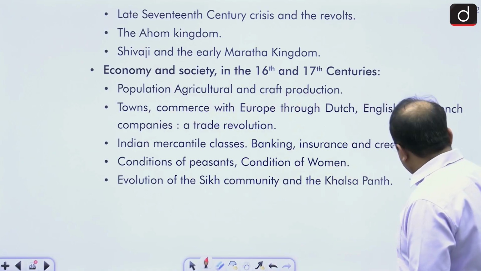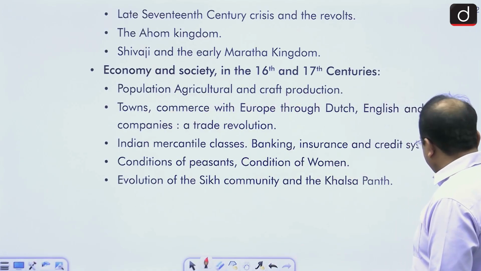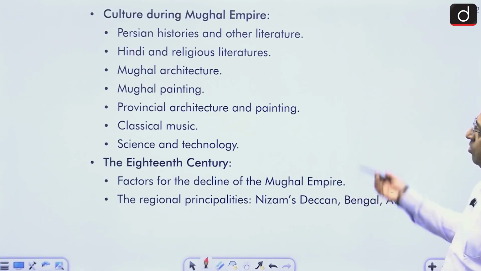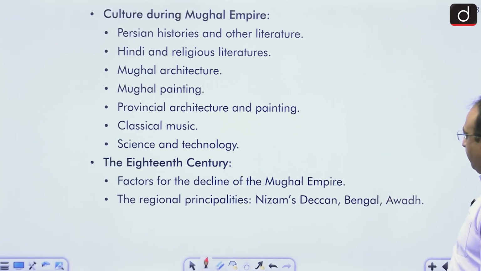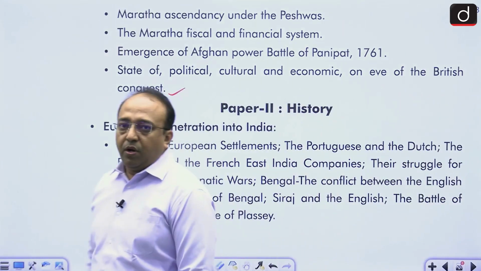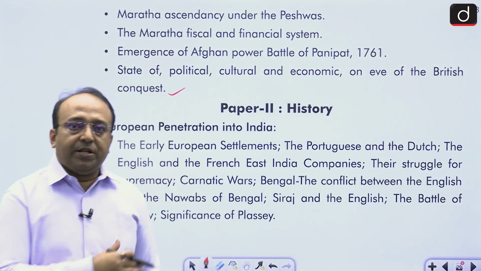Such a voluminous syllabus of paper 1 itself. We also have the syllabus of medieval India. In paper 1, you have the Mughal Empire and 18th century developments. Then you have paper 2. That's how, with the Mughal Empire, paper 1 is completed.